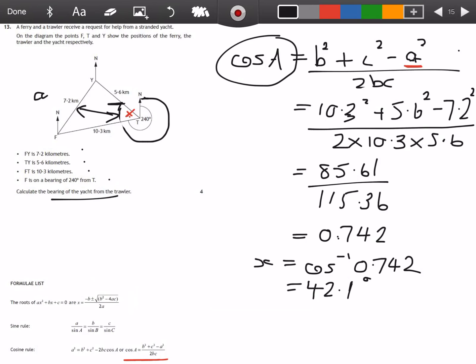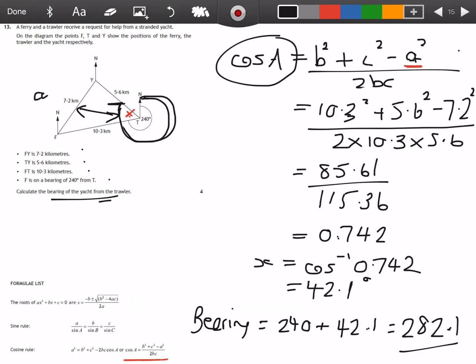Remember at the very beginning I said the angle that we're asked to find out is the full angle all the way round, clockwise, right round to the 5.6 line. That's 5.6. The wee red bit is 42.1. So that means the bearing is actually the 240 plus the 42.1. So approximately 282 or 282.1. They're not worrying about rounding much, okay? 282 is absolutely fine. Right, next one.